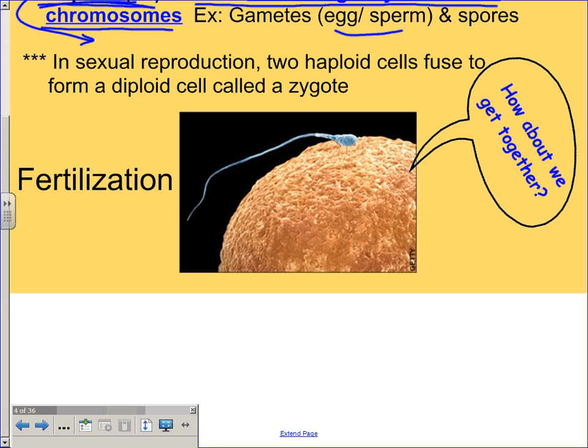Little sperm's going, hey, how about we get together? And I will fertilize you, and we'll make a cell, also known as a zygote. Zygote, when these two things, sperm plus egg, makes zygote. That's what all of us were right when the fertilization thing happened. Okay, that's a good word to know.